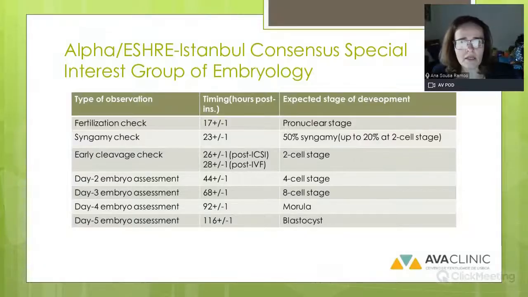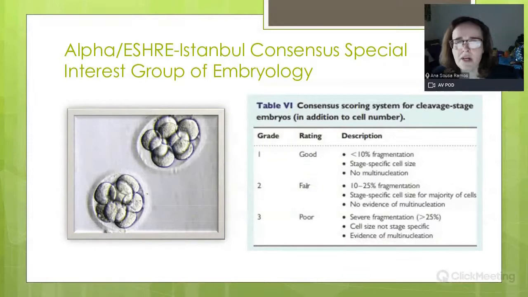And this Istanbul consensus article that came out starts with this point. This is the fertilization check, when it should be done, at what hours, and then they define the hours at which you should see the 4-cell stage, the 8-cell stage and forward. Afterwards, they also defined a grading for the cleavage stage embryos, like day 2 or day 3 culture. As you can see, they use these 2 terms. They have a grading of numbers from 1 to 3, where 1 is the best and 3 is the lowest or poorer.